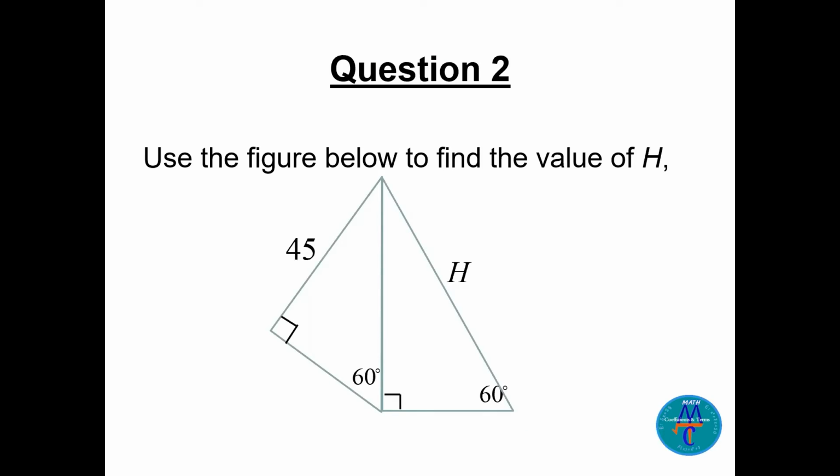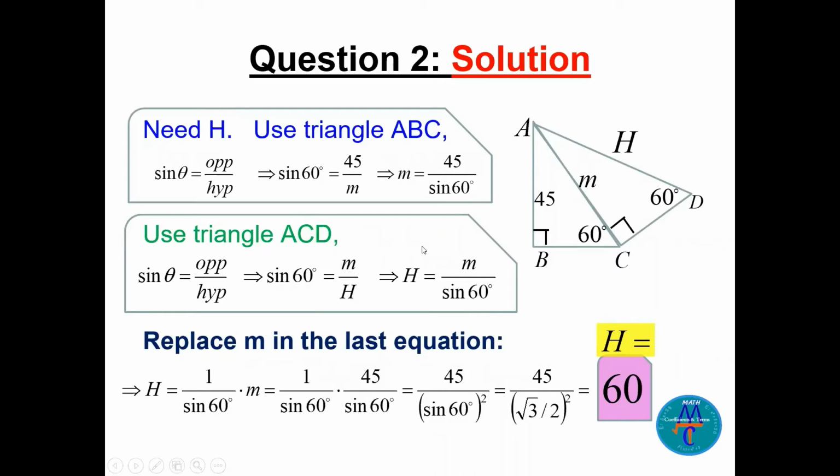Now question number 2 says, use the figure below to find the value of h. We have two triangles here. Each one is a right triangle, and there is angle 60 and angle 60. And this will be the side 45, and this is h we have to find. Let's start by labeling all these triangles A, B, C, and D.